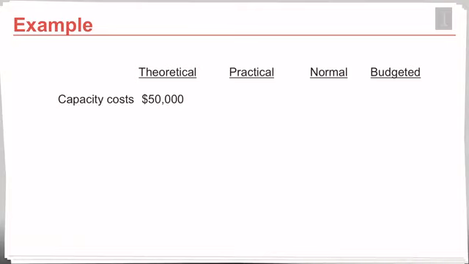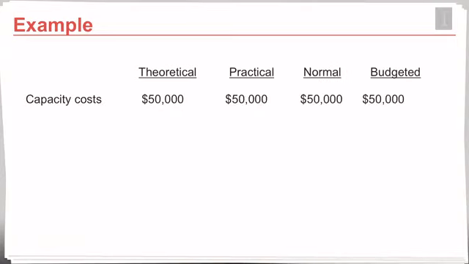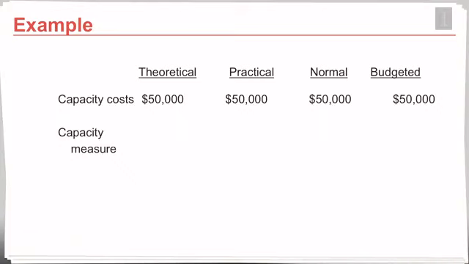And as was mentioned in the given information, the amount of capacity costs on a monthly basis is $50,000. Now, importantly, that does not differ across the different perspectives that capacity can be viewed. It's always going to be $50,000 worth of costs, regardless of what capacity measure we are using. So $50,000 is constant across the theoretical, practical, normal, and budgeted views of capacity. What is different is the denominator, or the measure of the number of units that we're calling capacity.